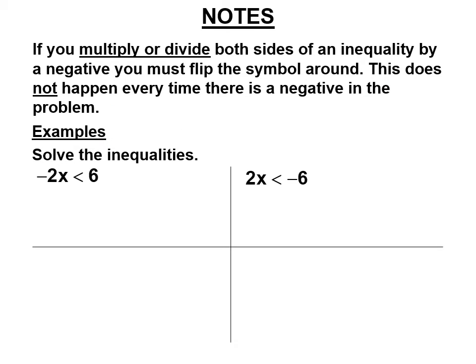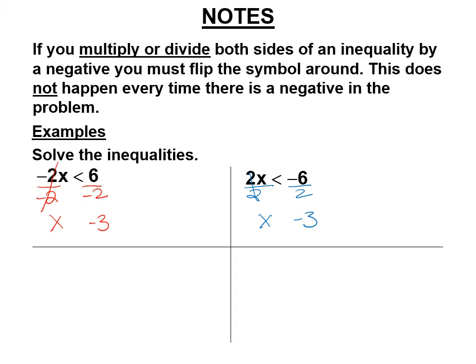Okay, so here's the glitch in the properties of equality. If you multiply or divide both sides of an inequality by a negative, you have to flip the symbol around, and let's see that. So in one of these, you flip the symbol around and not the other. So what's the procedure? In this one on the left, x is being multiplied by negative 2. You have to divide both sides by negative 2. You cross that out, and you get a negative 3 here. Over here, x is being multiplied by 2. You divide both sides by 2, and you get a negative 3 here.